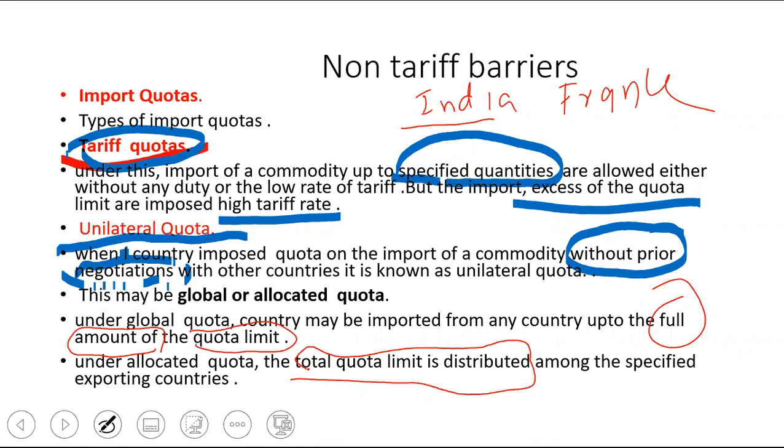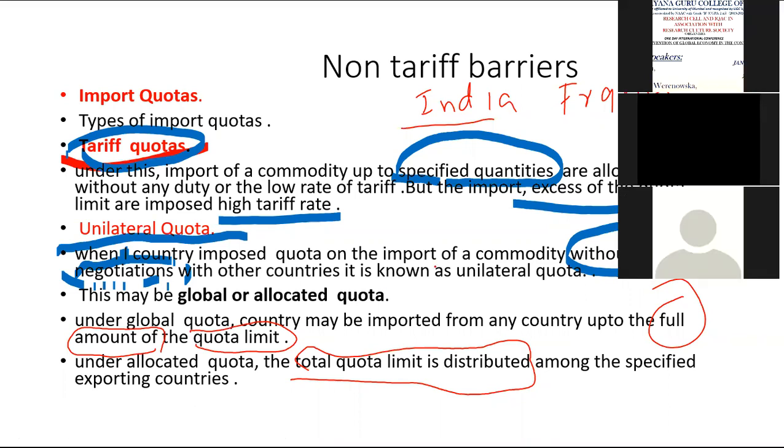Among the countries. What is the meaning? एक country को पूरा import करने का permission देने के बिना अलग अलग कंट्री को देगा. It is distributed. What is distributed? जो इंपोर्ट करने का कोटा है, that is distributed. That is the meaning. So generally you are aware allocated quota is better. What is the reason? Because we are importing from various countries.